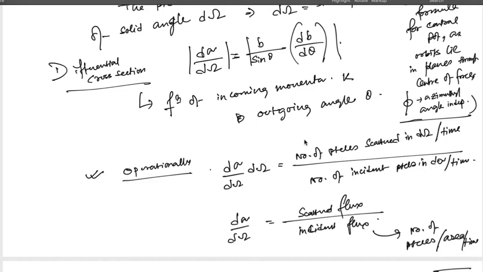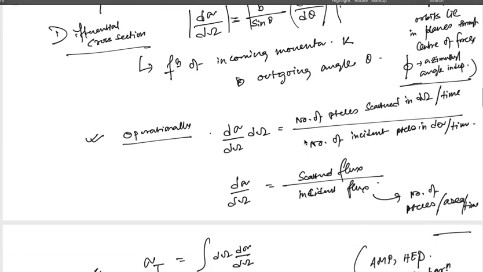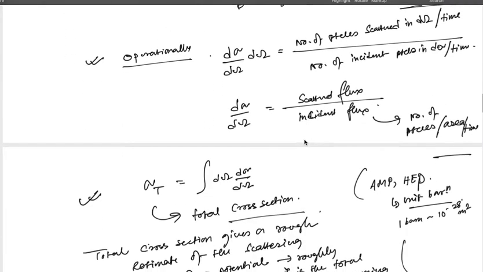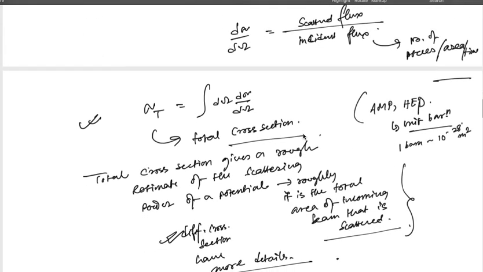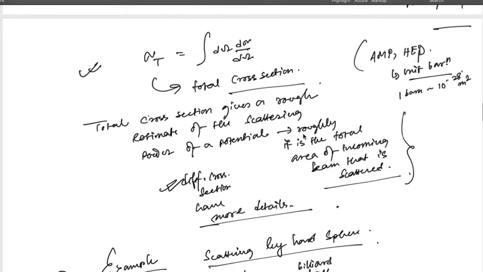A strong scatterer will scatter more, a weak scatterer will scatter less in a particular direction. Now again you can convert it into something which you understand more physically, that is the total cross section. When you integrate over the solid angle, you get the total number of scattered particles, which is essentially the total cross section.